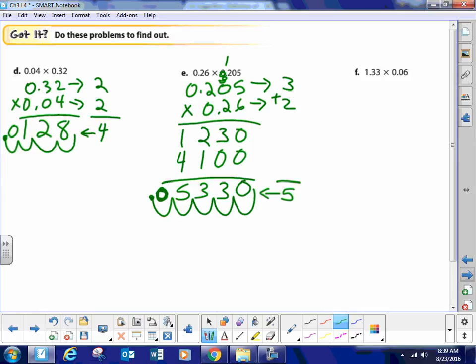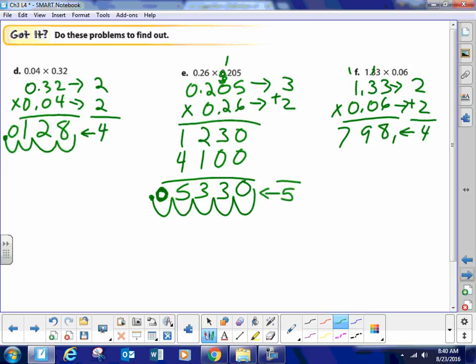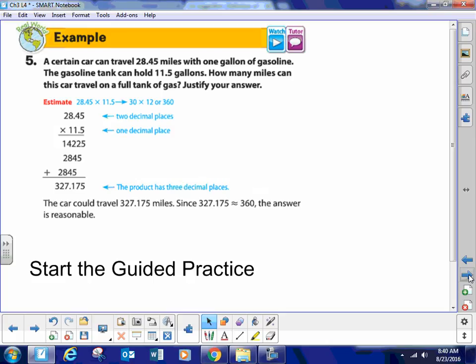Okay, last one. Set up the problem: 1.33 times 0.06. That's step 1. Step 2 is multiply as normal. 18. That makes us 19, and that makes that a 7. And then we need to put our decimal points. 2, 2, gotta give it 4. 1, 2, 3, 4. Excellent. Okay, let's do our last problem.